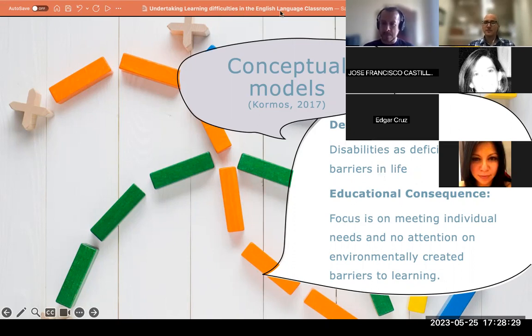And there's a consequence to viewing learning difficulties in this way. Why? Because that discourse puts the focus on meeting individual needs and no attention on the environment creating those barriers to learning. So all the focus is on the person and the symptoms or the characteristics that that particular person has.